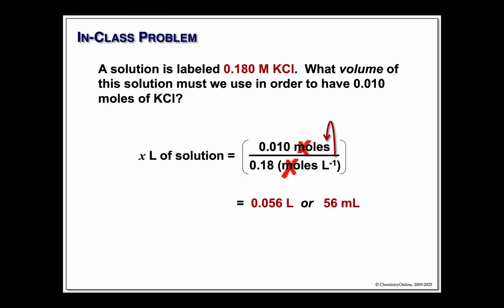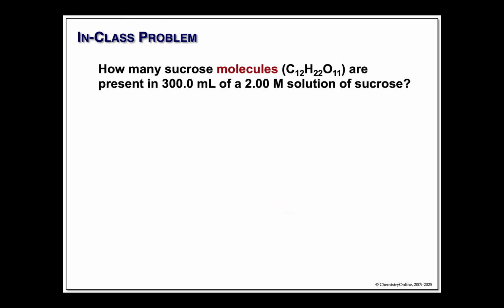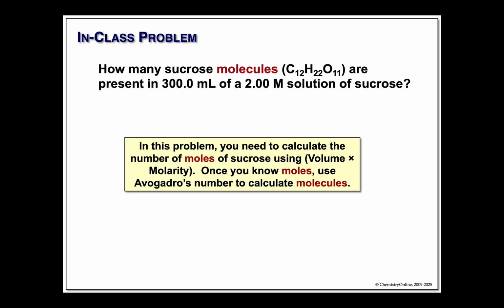Another take you can do on all this. We have sugar, sucrose, and it's dissolved as a 2 molar solution in water. We have 300 mL of this solution. How many molecules is that? So this is going to combine a simple calculation with Avogadro's number. We're going to calculate the number of moles, concentration times volume. Once you know moles, we'll use that to calculate molecules.